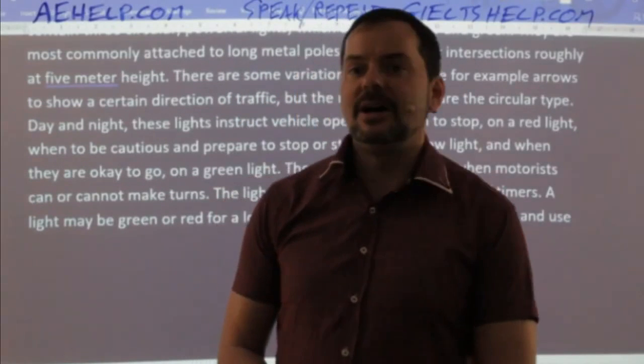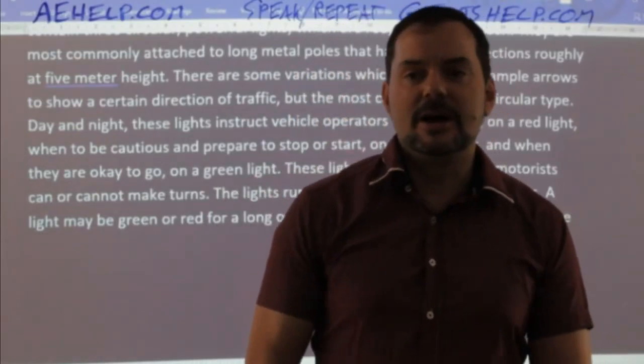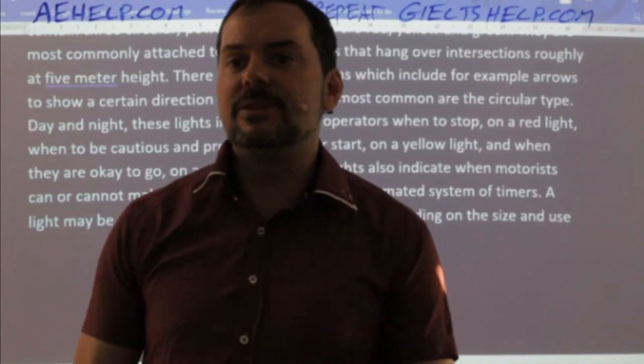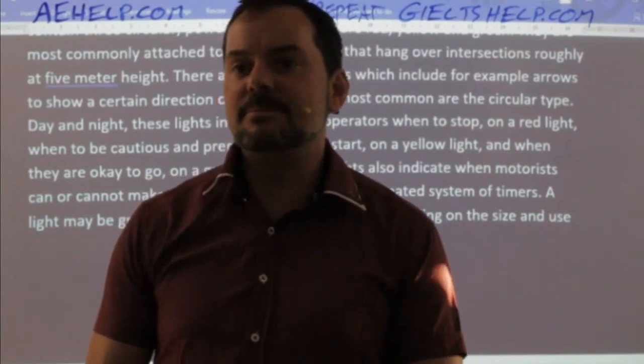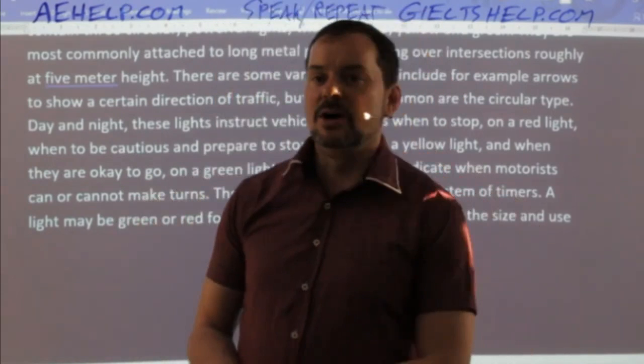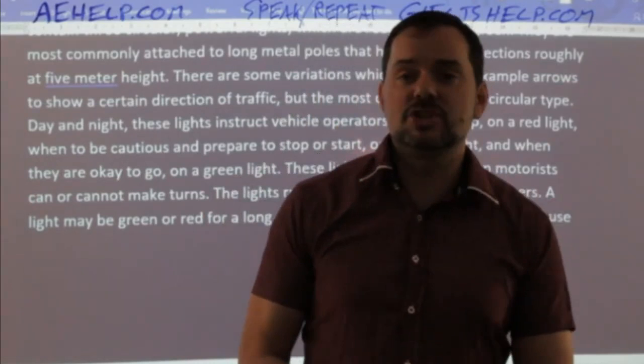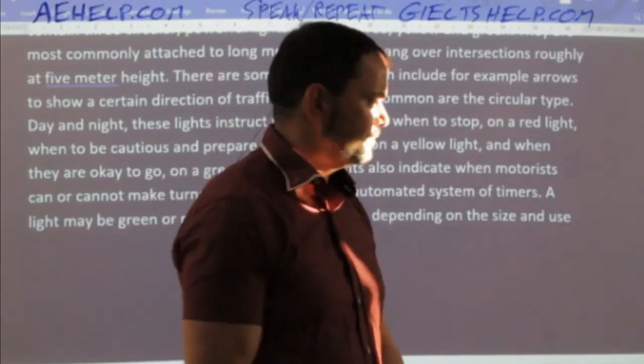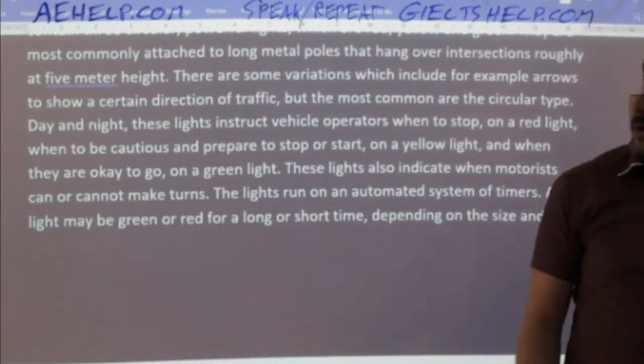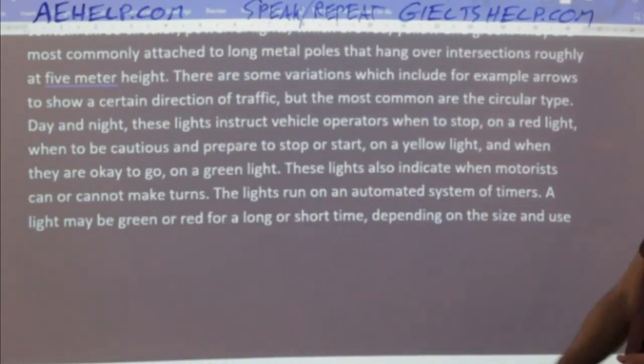Okay. Saga says these lights are established above the road, roughly 5 meters, and each light has a certain amount of time of light. However, this time is not always the same because it depends on the size of the road. Very good, Saga, and good correction with the these. Okay. All right. So here we go.